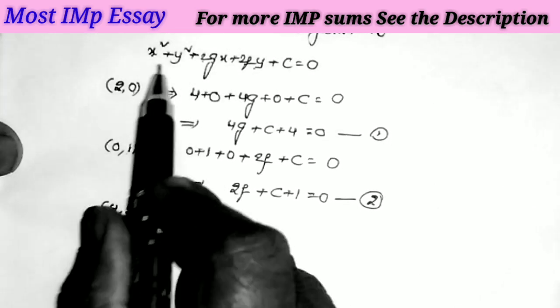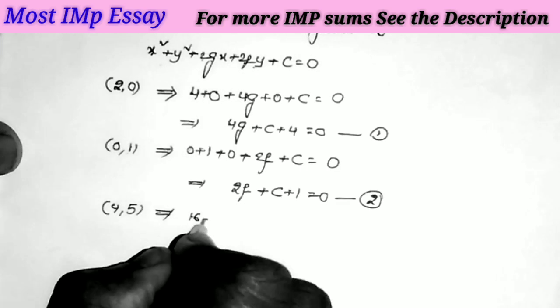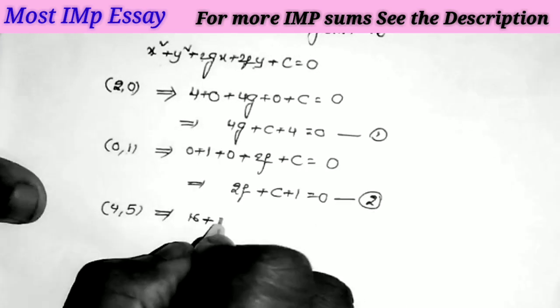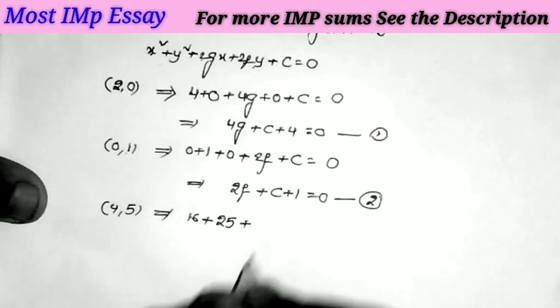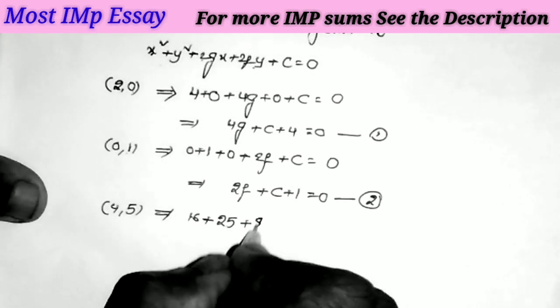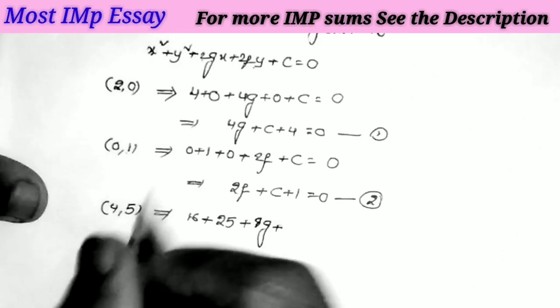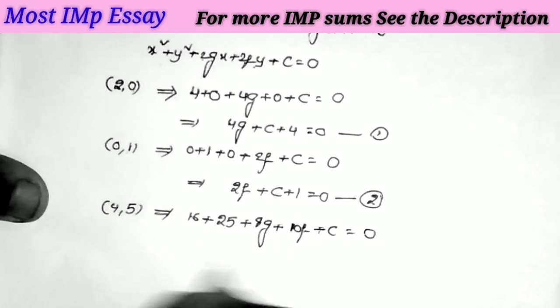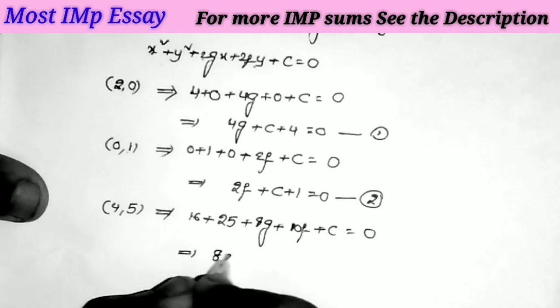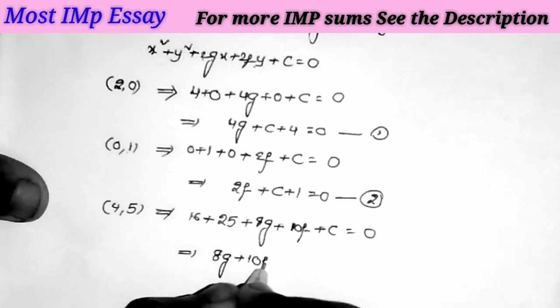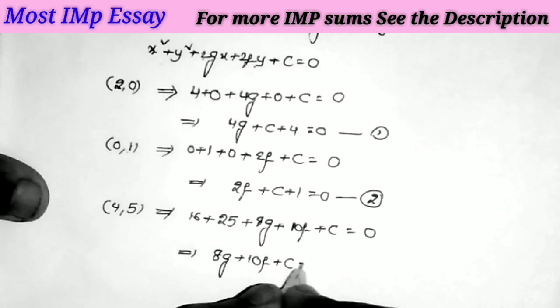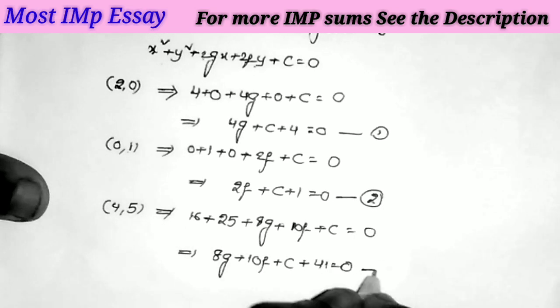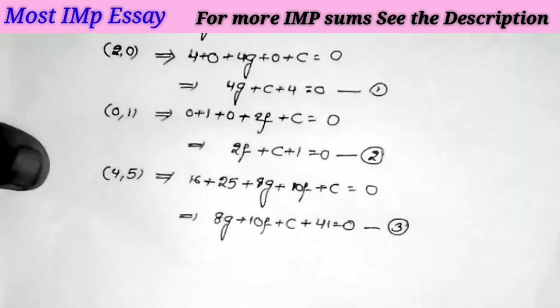Now replacing the third point, that is (4, 5). x is equal to 4, 4 square, 16, y is equal to 5, y square, 25, plus 2g into 4, that is 8g, plus 2f into 5, that is 10f, plus c is equal to 0. That is 8g plus 10f plus c plus, adding these two numbers, 41 is equal to 0. This is equation 3. Okay, the procedure is first replacing the given points in the circle equation.